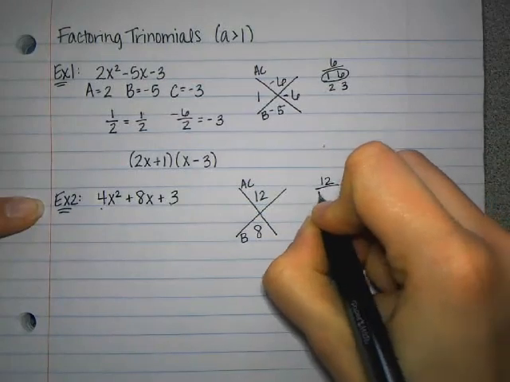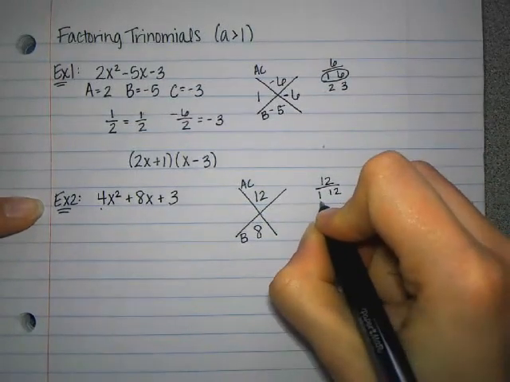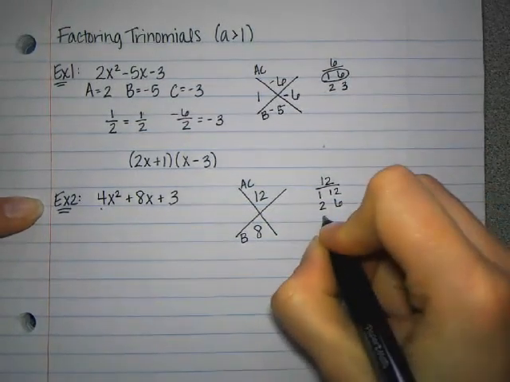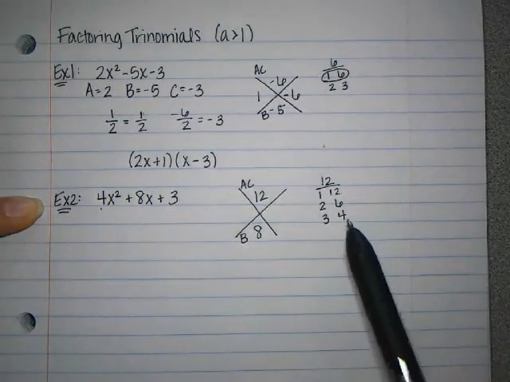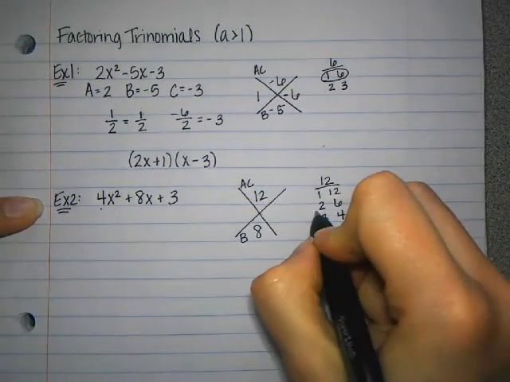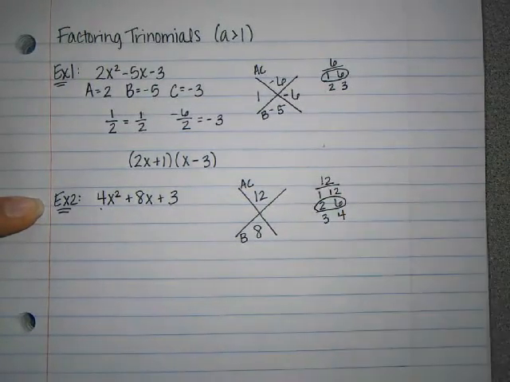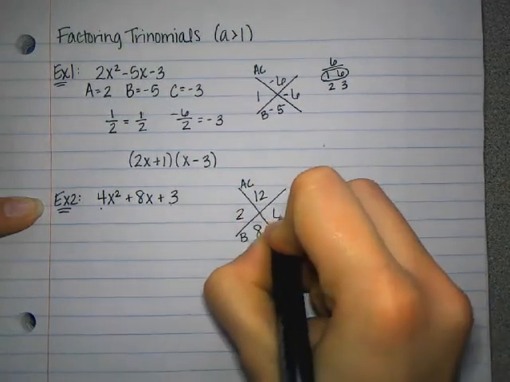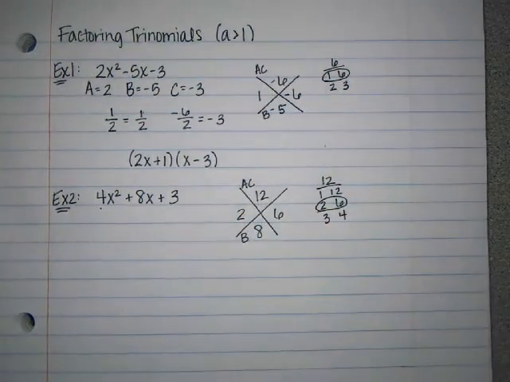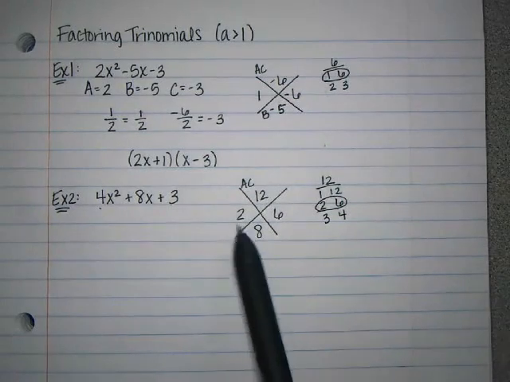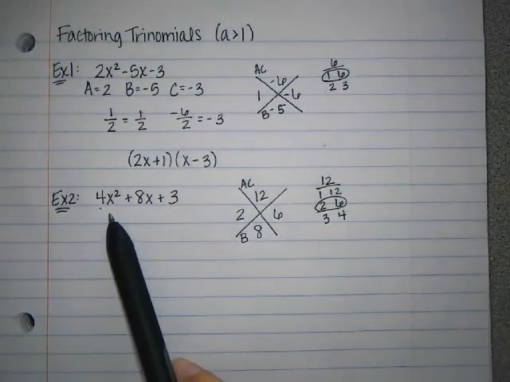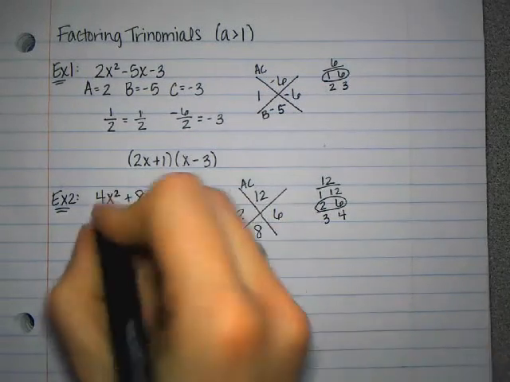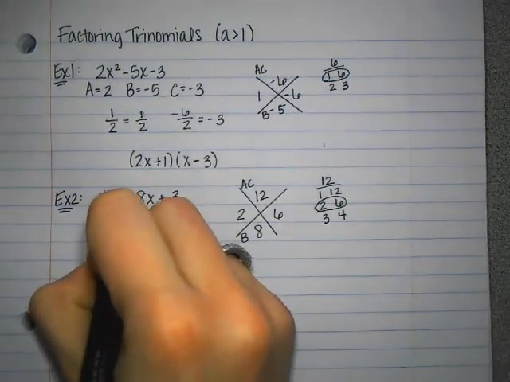12's multiples are 1 and 12, 2 and 6, 3 and 4. Looking at the multiples, the only two that add to 8 are 2 and 6. Placement of 2 and 6 doesn't matter, just like on all the others. We just need to make sure that we take these two side numbers and divide them by 4, which is our a. So we would have 2 divided by 4.